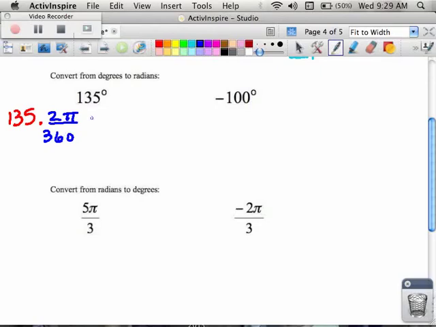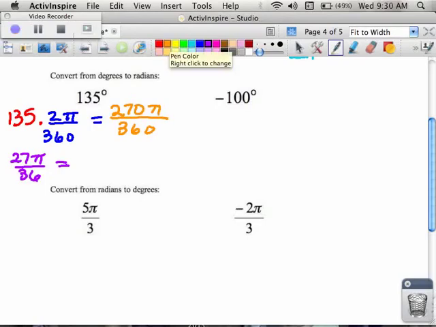If I multiply these out, I end up with 270 on the top with a pi, and on the bottom I end up with 360. And what I notice is that 10 goes into 270 and 360. That's why they have the zeros on the end. So I can really rewrite that as 27 pi over 36. And then I happen to notice that 9 goes into 27 3 times. And 9 goes into 36 4 times. And so my answer in simplified format is 3 pi over 4, or in other words, 3/4 of pi.